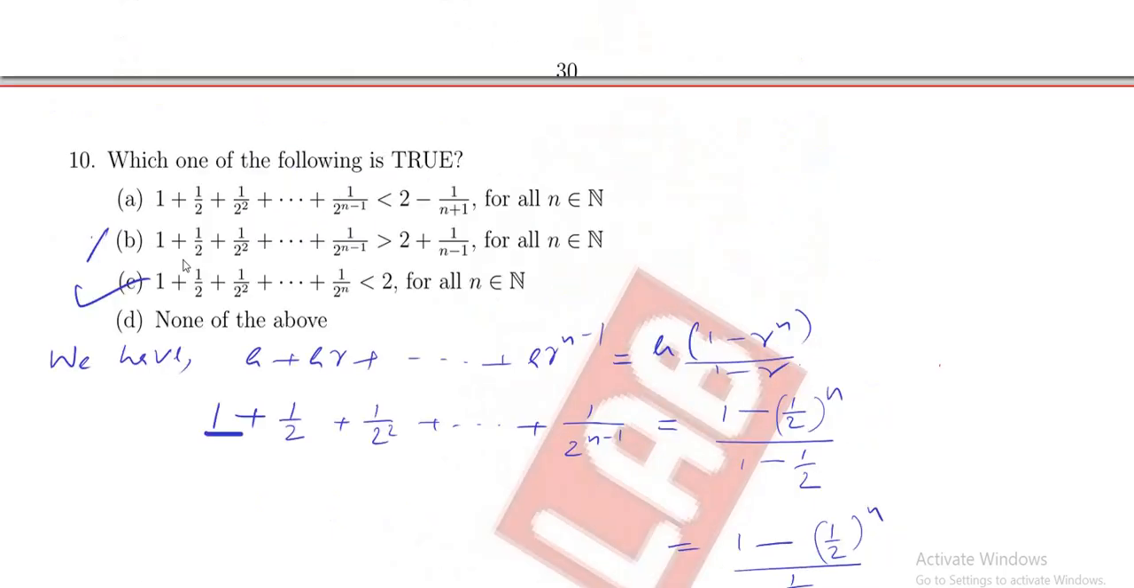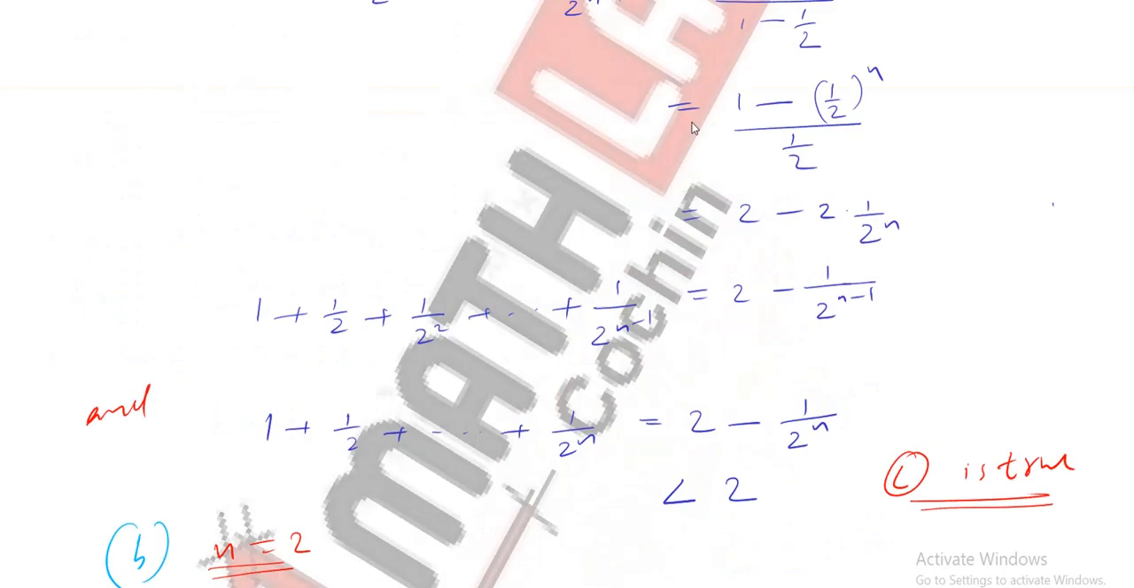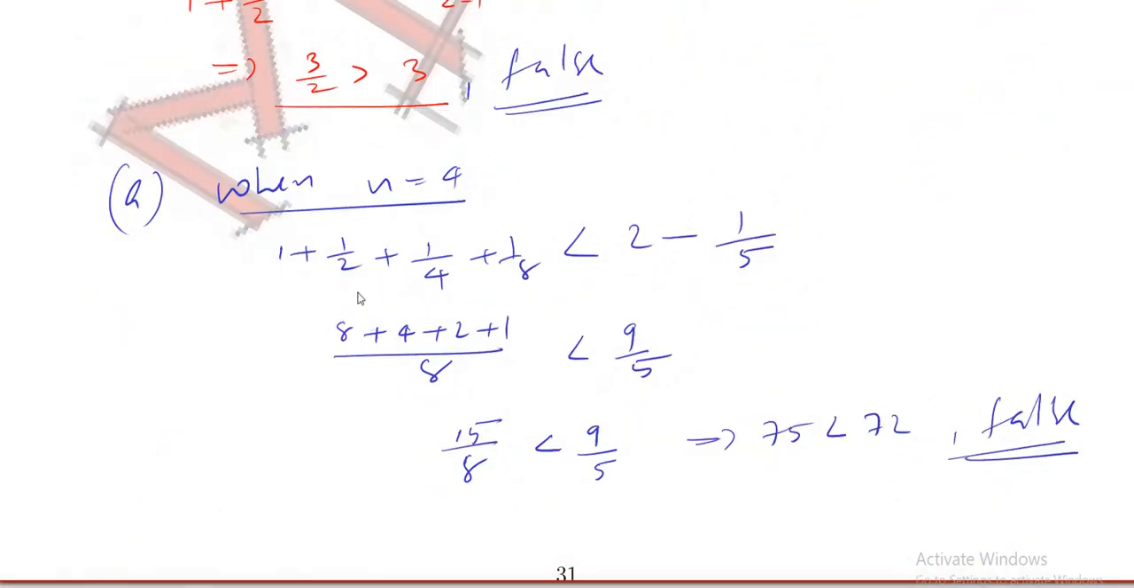Similarly, for the first one, you can take the first four terms, 1 plus 1 by 2 plus 1 by 2 square plus 1 by 2 cube, and that is less than 2 minus 1 by 5. Put n is equal to 4 there. When you simplify, you can see that 1 plus 1 by 2 plus 1 by 4 plus 1 by 8 is less than 2 minus 1 by 5. When you simplify, you'll get 15 by 8 is less than 9 by 8, or you'll get 75 is less than 72, and that's not a true statement.